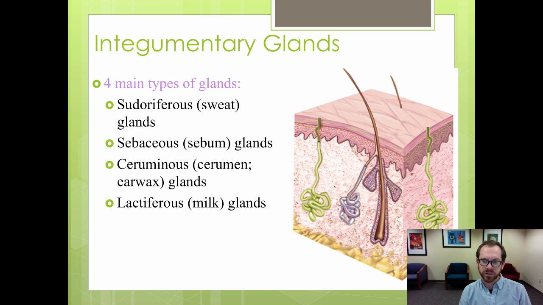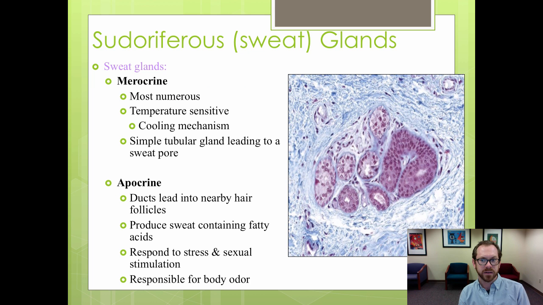Now you also have various glands within your integumentary system, and you have 4 types. Sudoriferous, which are your sweat glands. Sebaceous, which produce sebum. Ceruminous, which produces cerumen, which is essentially earwax. And then lactiferous glands, which produce milk. And let's first discuss our sudoriferous glands.